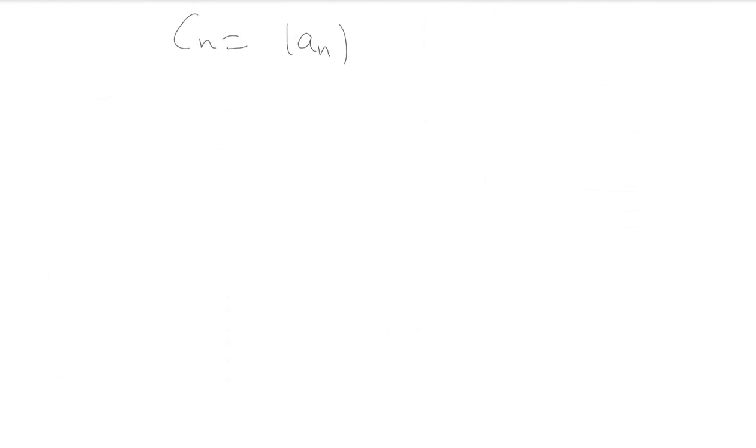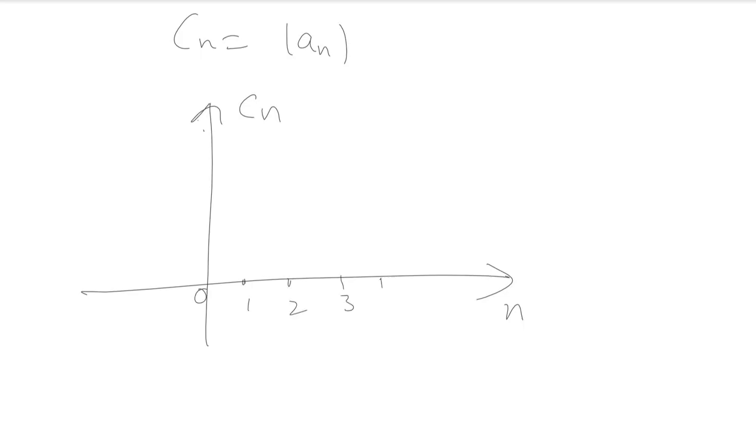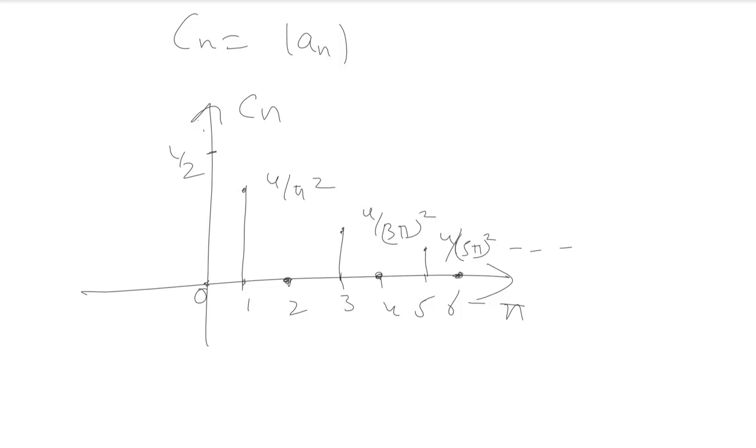So if you plot the line spectrum here, c of n for different values of n, 0, 1, 2, 3, 4, 5, 6, and so on. For 0 it is 1 by 2, you know that. For even values of n it is 0, and for odd values we have the values 4 upon pi square, 4 upon 3 pi square, 4 upon 5 pi square, and so on. So this will be the line spectrum of this Fourier series.